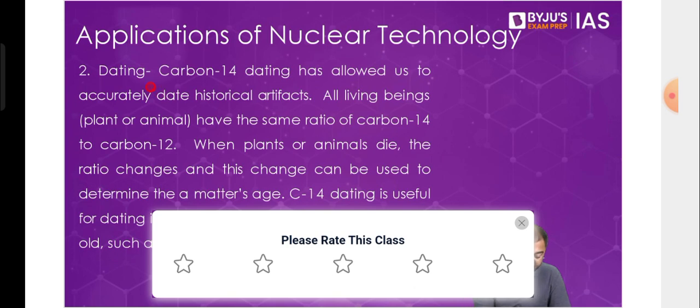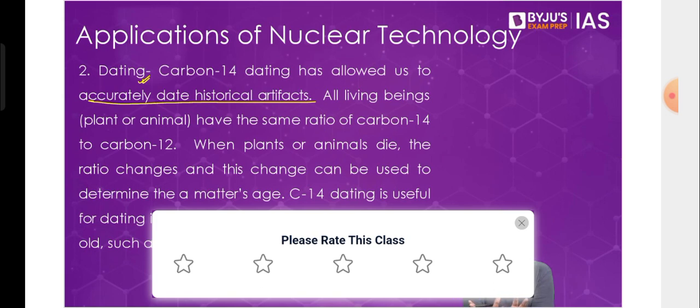Then there is something called carbon dating. In carbon dating, we are able to accurately date historical artifacts, meaning we can find the age of historic artifacts with the help of carbon 14. Articles up to 50,000 to 60,000 years old can be dated this way. For example, let's say we are trying to find the age of a fossil or something organic we have found, maybe a part of a plant or animal.